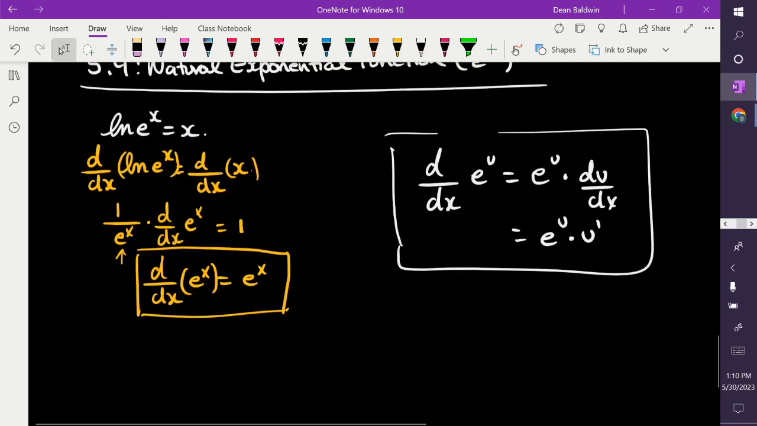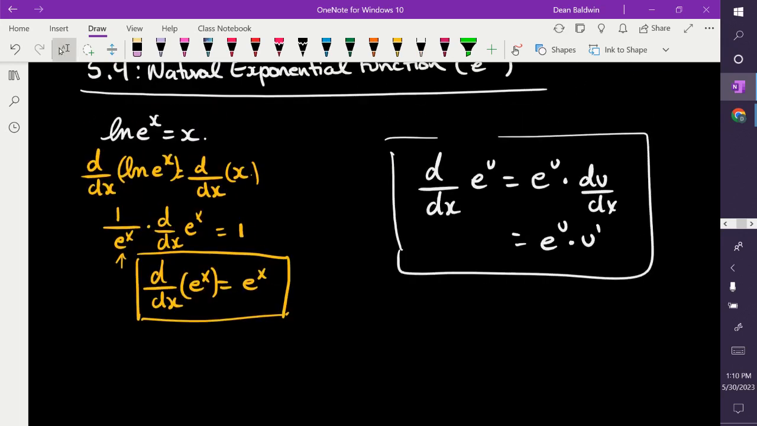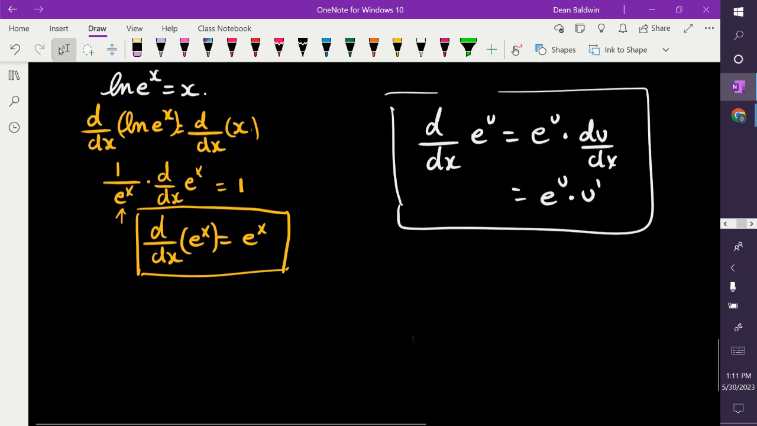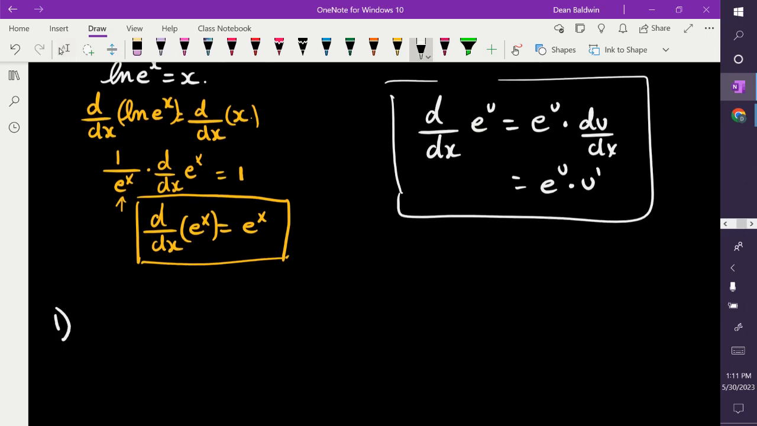Sorry, so the derivative of x is just 1? Yes. Why is it u here and not x? It's not x. It could be anything. It could be a trig function if you want it to be.